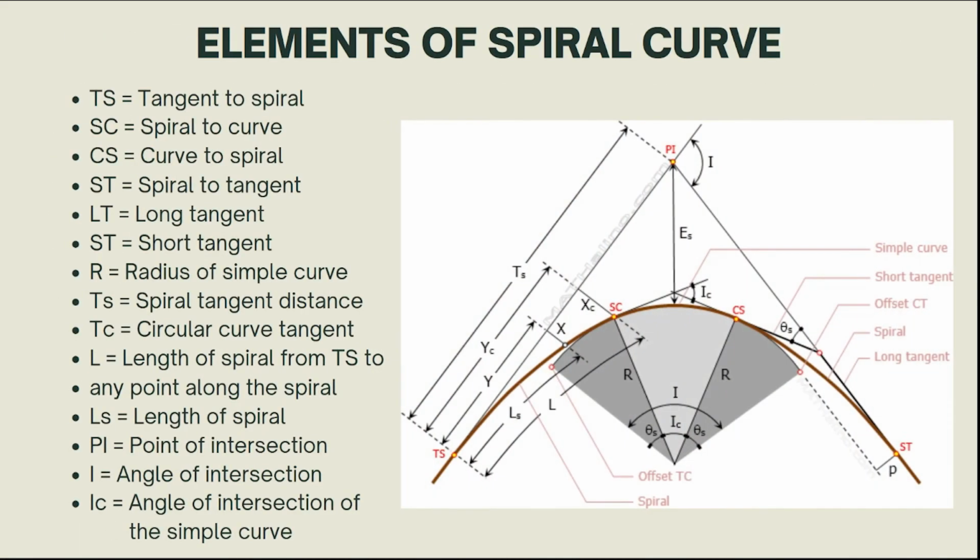Move on to the elements of spiral curve. TS stands for the point of change from tangent to spiral, SC for the point of change from spiral to curve, CS for the point of change from curve to spiral, and ST for the point of change from spiral to tangent. LT stands for the long tangent and ST stands for the short tangent. R stands for the radius of the simple curve, while TS stands for the spiral tangent distance, TC for the circular curve tangent, and L for the length of spiral from TS to any point along the spiral. LS refers to the length of the spiral, and PI refers to the point of intersection between the two tangents. I is the angle of intersection and IC is the angle of intersection of the simple curve.